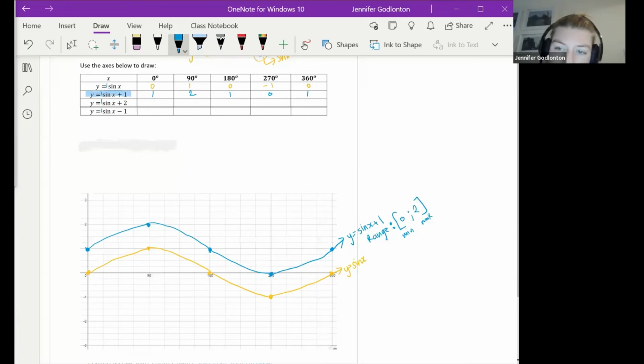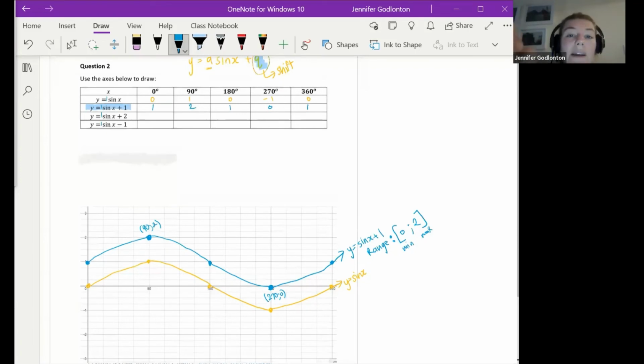0 and 2. Glorious. My minimum value is 0 because that's 270 and 0. My maximum value is 2. That's 90 and 2. Okay. So we're just looking at the change of our range, but our amplitude is still 1 because that A value at the beginning of our graph is still 1.